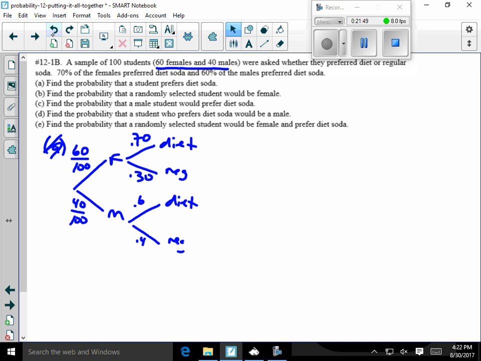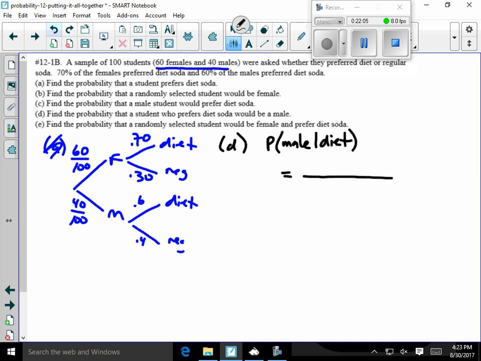Okay, so for part D, it's asking us for the probability of being a male, given that you like diet soda. I think I'm going to have to use a fraction, and the diet part is going to relate to the bottom of the fraction, the denominator. So for that, let me put this next to it so I can draw that distinction. The denominator of the fraction is going to be related to diet, right?